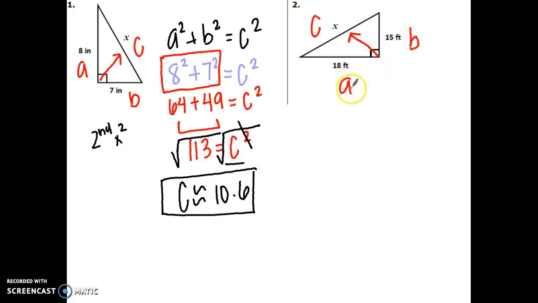Again, you could have said this side was B, you could have said this side was A. It does not really matter. So we are looking for C. So I am going to use my traditional equation. I'm going to say A squared plus B squared is equal to C squared.